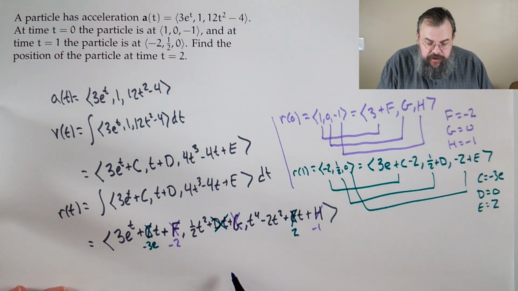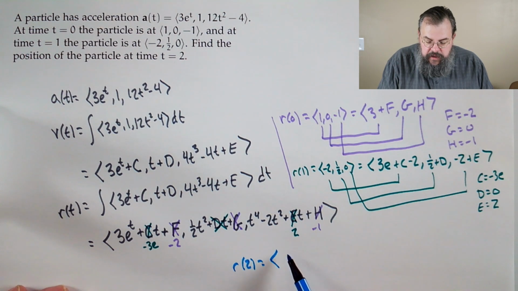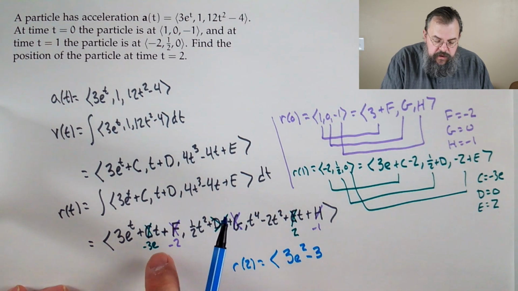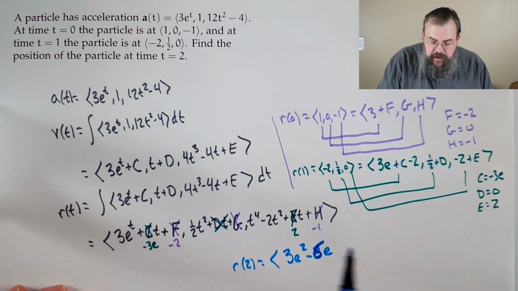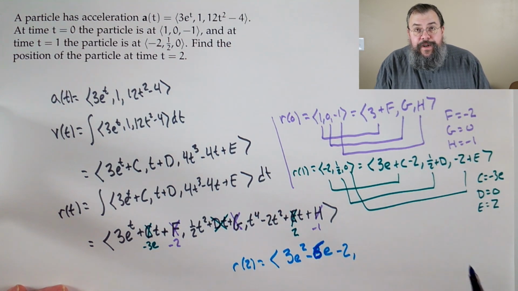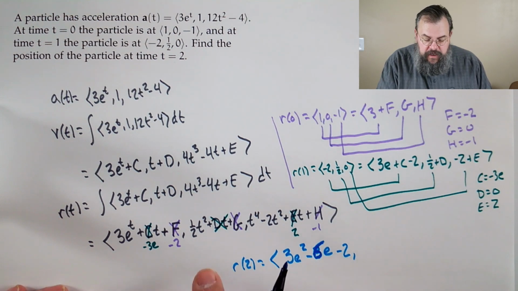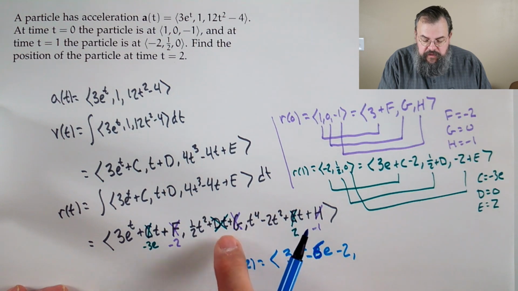So our position at time 2 will be r of 2. Well, that's going to be 3e squared, then minus 3e times 2. So actually it'll be minus 6e. There we go. Forgot that we're plugging in that t. Okay, and then minus 2. Well, you can't really simplify. E squared and e's, they don't combine. 1/2 times 2 squared will become 2, and those are both gone because they're both 0.